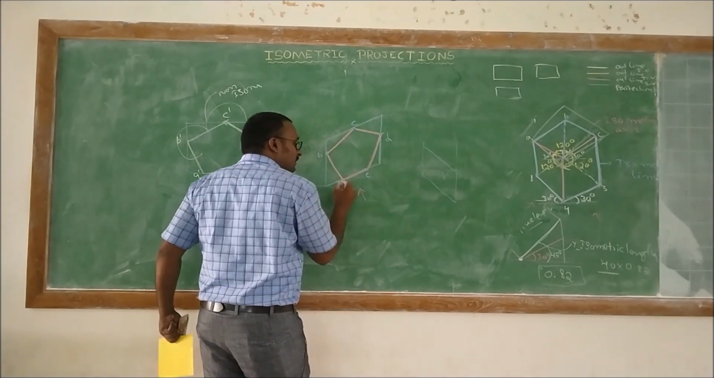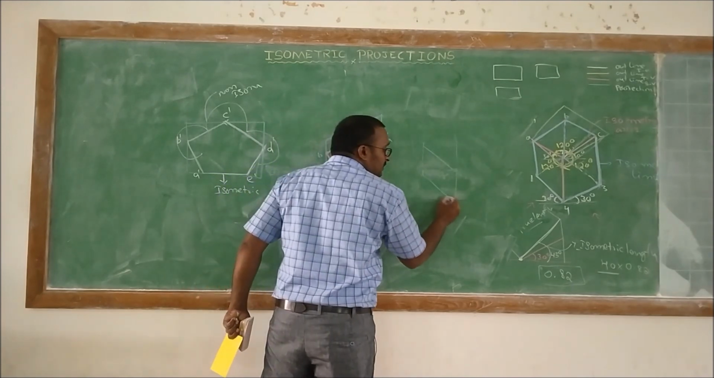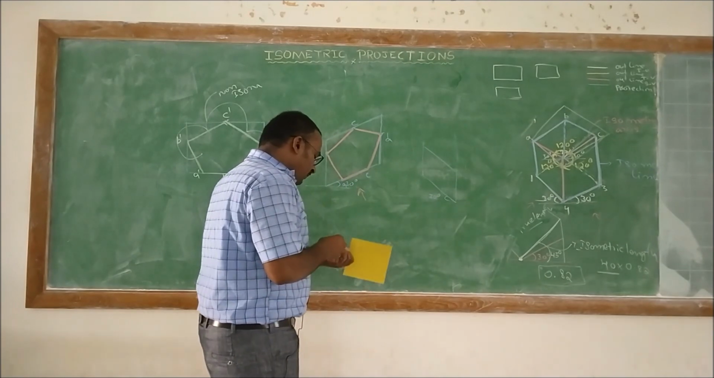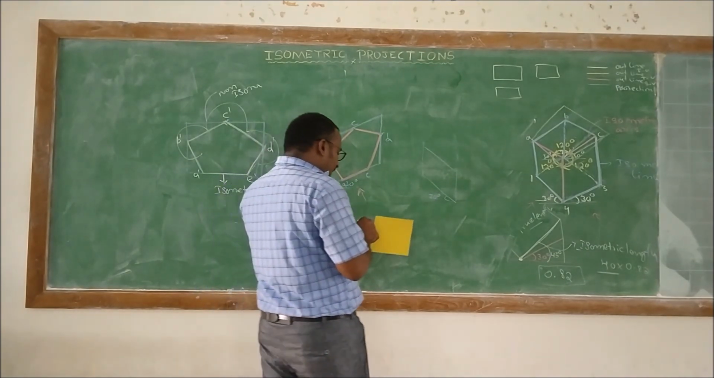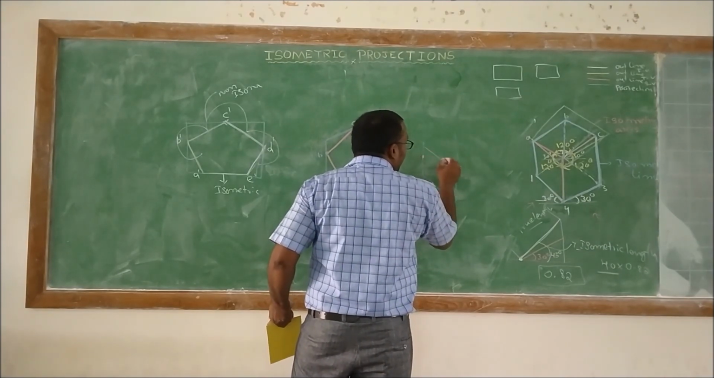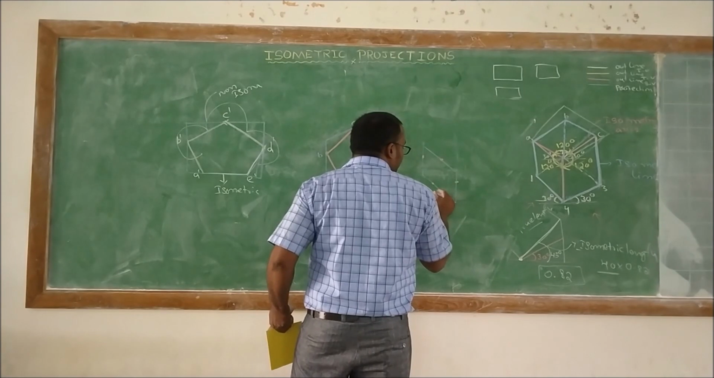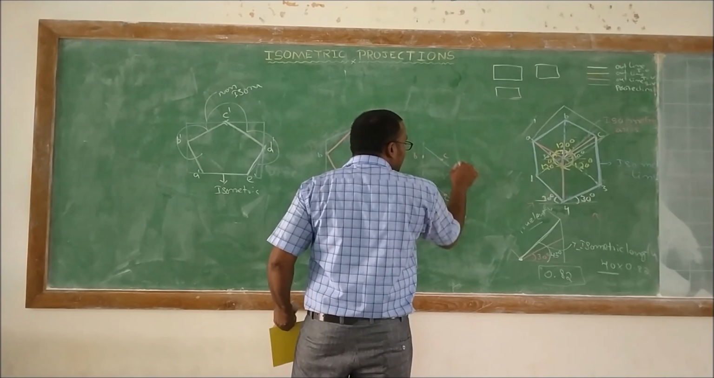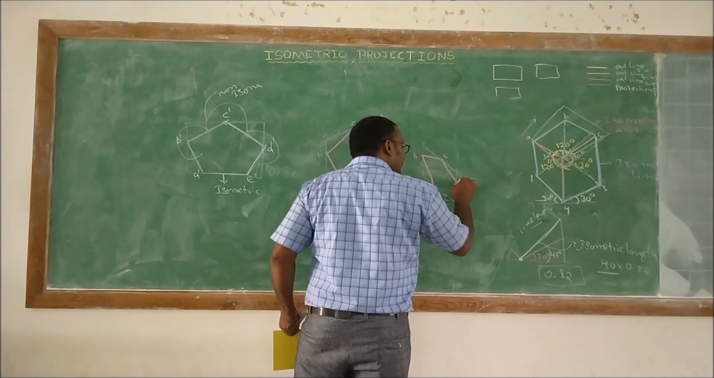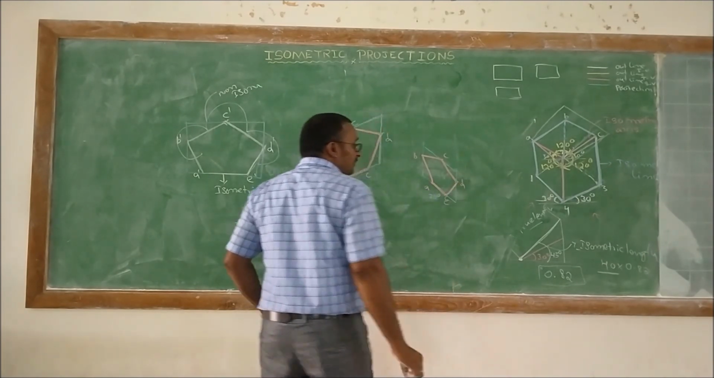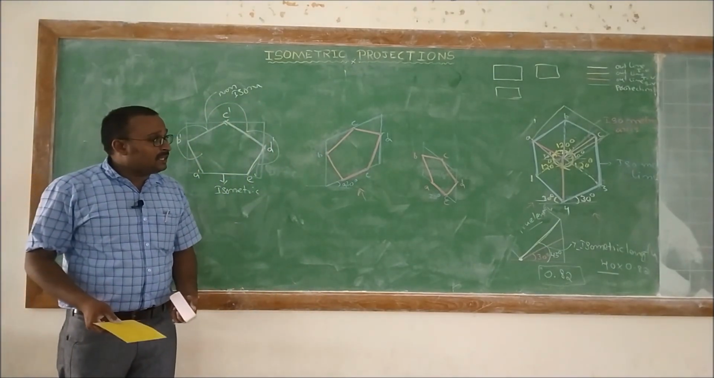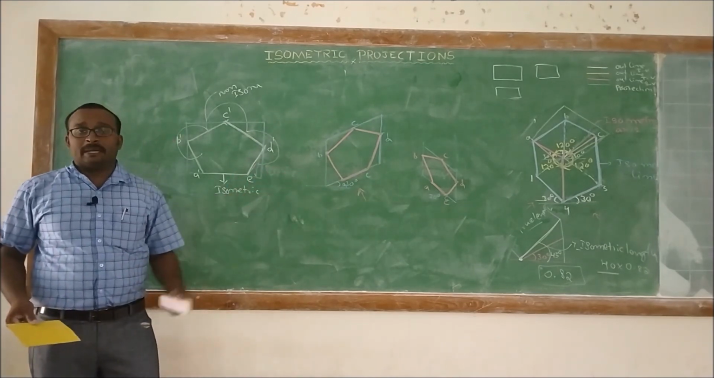Right? So here this would be the 30 degrees inclination, and here this would be the 30 degrees inclination. Only in front view and side view we will get the required dimensions. So here it is E, A, B, C, D points. A, B, C, D, E points, like that. A, B, B, C, C, D, D, E and E, A. So this is the side view of the given pentagonal polygon.